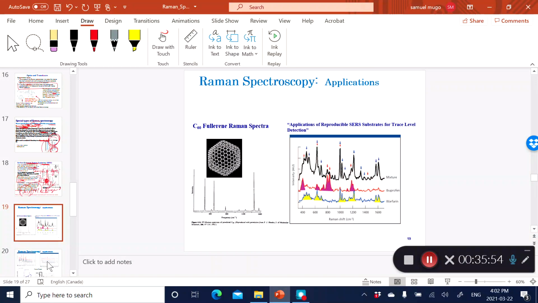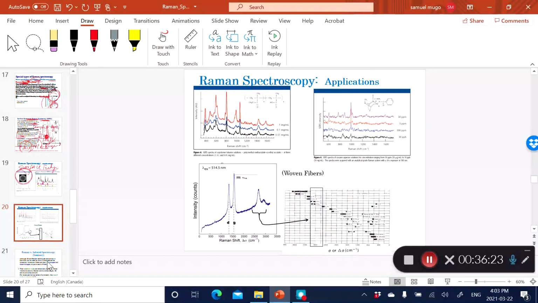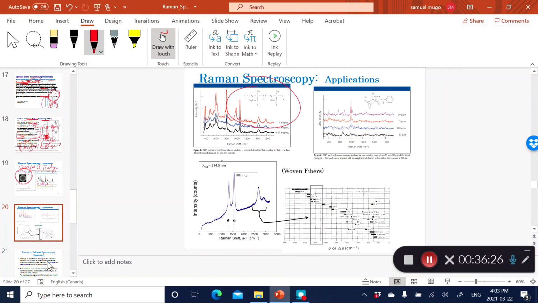So very quickly, in terms of applications, Raman can be used for many different types of applications. Remember, and I'd like you to really get this, it is a surface technique, because you're probing really the surface of a material. And so you can use it without much sample preparation. You can analyze fullerenes, which are carbon 60 types of carbon allotropes, different types of polymers, and small molecules such as cocaine.